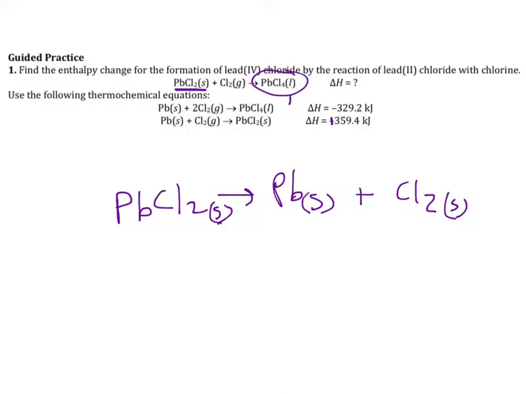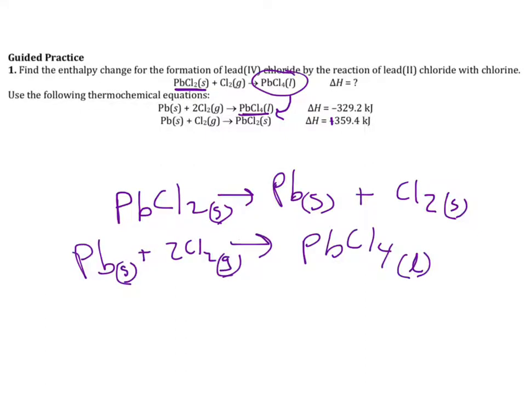This first equation happens to have PbCl4 liquid. Notice again, there's two things we need to ask ourselves. Is it on the correct side, and do we have the correct number of them? Well, that's yes to both. It's on the correct side and the correct number. So I'm just going to go ahead and write it underneath here. And this is what we end up with.